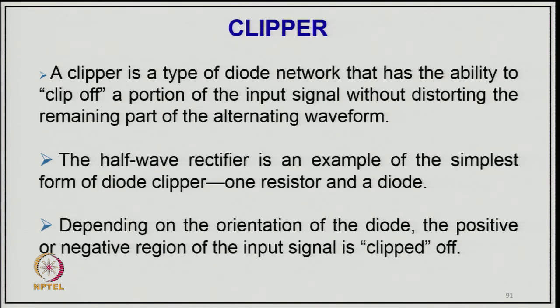Now, coming to the other topic of clipper and clamper circuits. A clipper is a type of diode network that has the ability to clip off a portion of the input signal without distorting the remaining part of the alternating waveform. A half wave rectifier is an example of the simplest form of diode clipper, with one resistor and one diode. Depending upon the orientation of the diode, the positive or negative region of the input signal is clipped off.